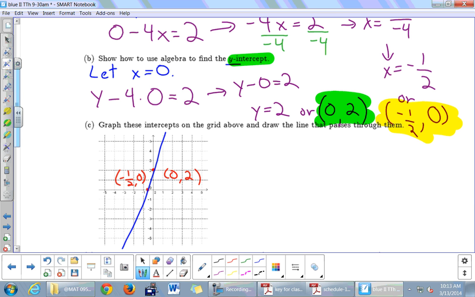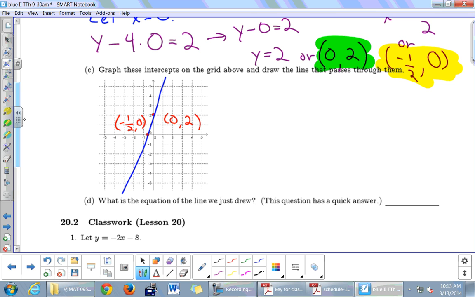Questions on that process? Okay, and down here, part D. What is the equation of the line we just drew? This question has a quick answer. Before we write the quick answer, some of you have quite a bit of experience with finding equations of lines. I'm going to write an equation that we are not going to use this semester, but raise your hand if you have used that equation at some point in your life. So it's most of us.